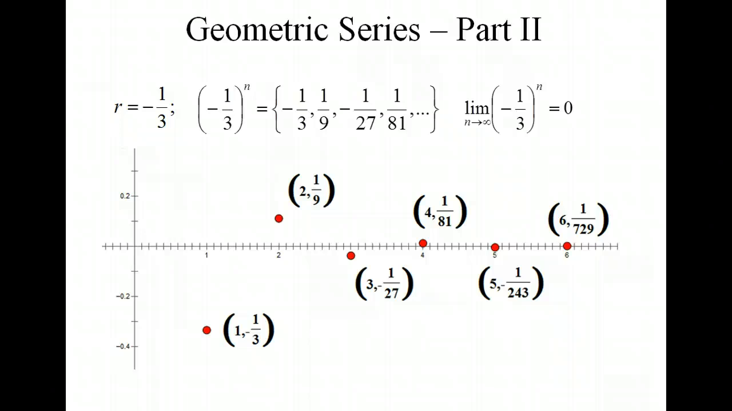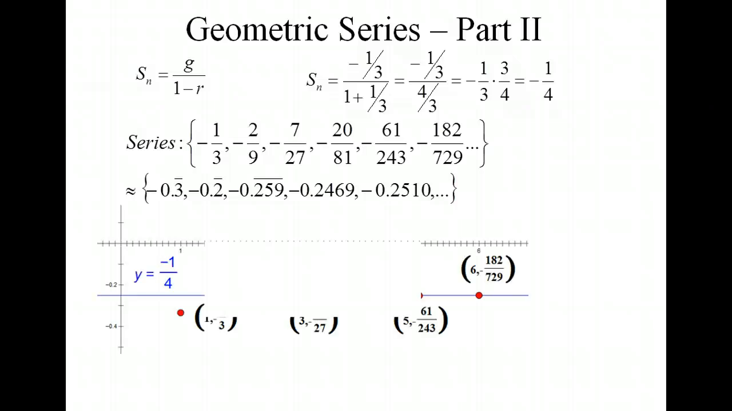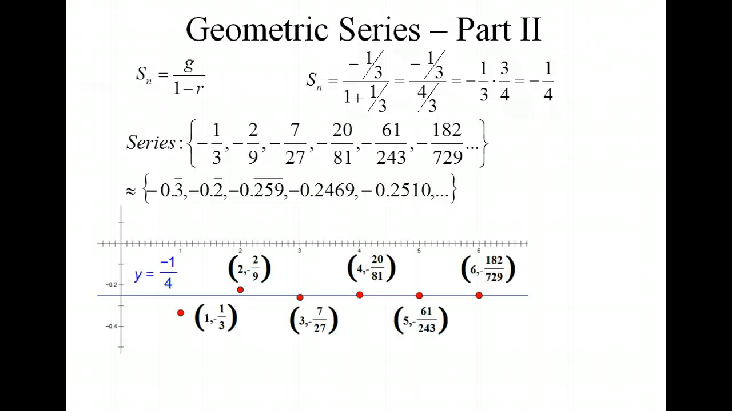Now let's look at our series. We have a formula for our series that we found a little bit earlier, g over 1 minus r. And if we plug into that, we get out -1/4. Remember, our first term of this sequence was -1/3, and our ratio was -1/3. So we had a double negative in the denominator, so it ended up being added there. Let's go ahead and look at the terms of the series, and you can see that we're pretty close to -1/4. Sometimes we're below, and sometimes we're above -1/4, but it's kind of hovering around -1/4.